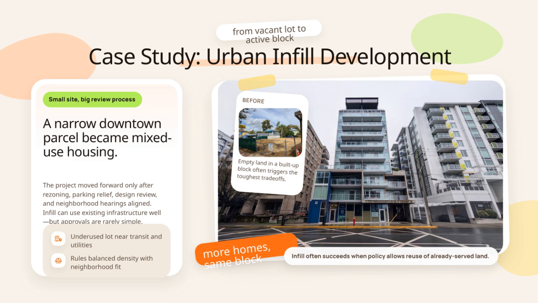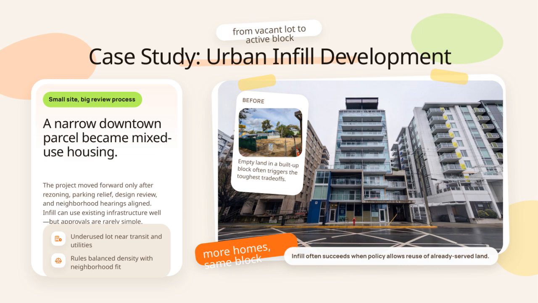This narrow lot had to go through multiple steps: the rezoning process, parking relief requests, design review, and neighborhood hearings, all of which needed to align before the project could move forward. This kind of infill development is important because it makes use of existing infrastructure like transit and utilities, maximizing land already served without sprawling into new areas.